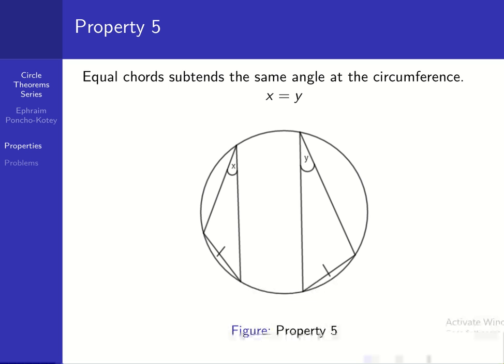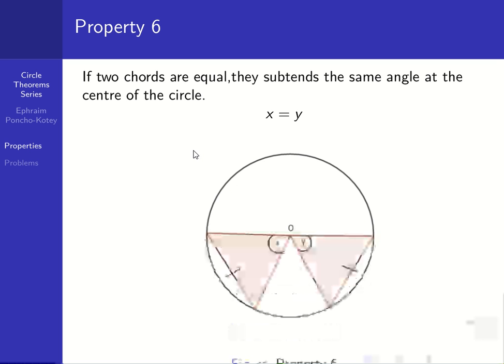The fifth property says that if we have equal chords, irrespective of where they are positioned, and they subtend angles at the circumference, then those angles are equal. So in the diagram, we have that this angle x is equal to this angle y. That's our fifth property. Now, the sixth property says that if you have two chords and they are equal, the angles they subtend at the center are the same. So we have this chord and this chord. This line denotes that they are equal. Then we have that angle x is equal to angle y.